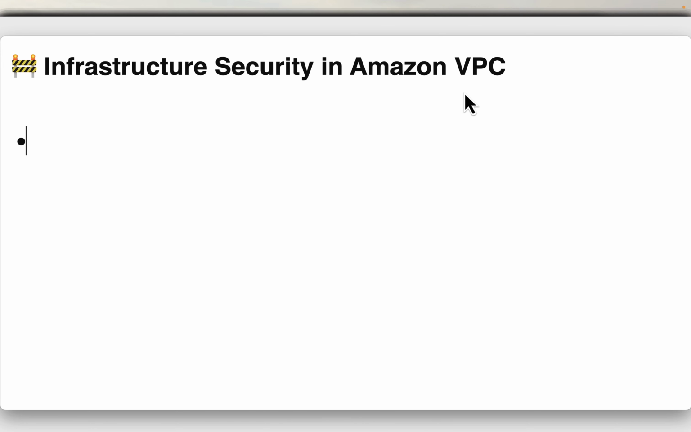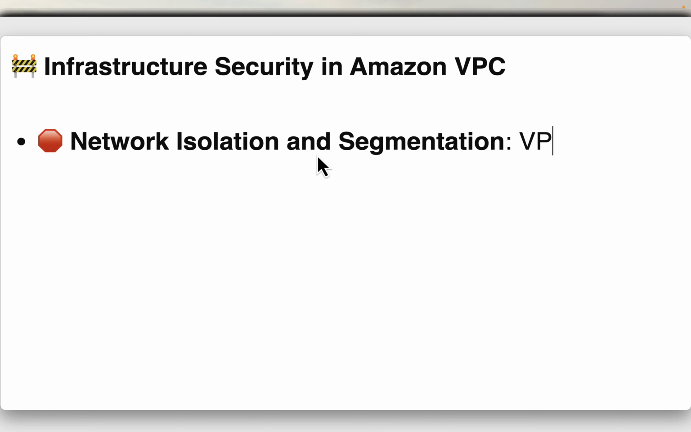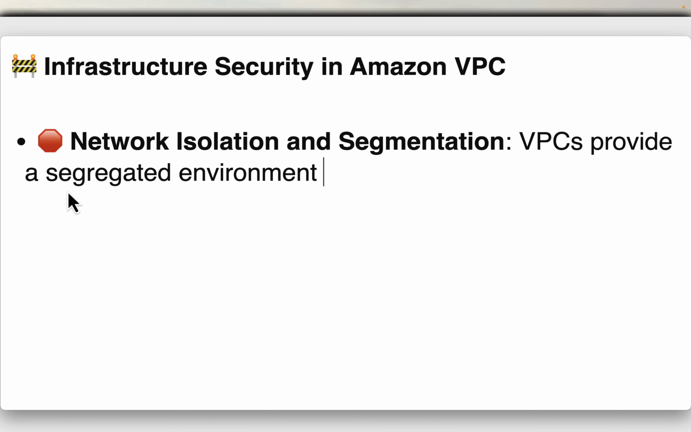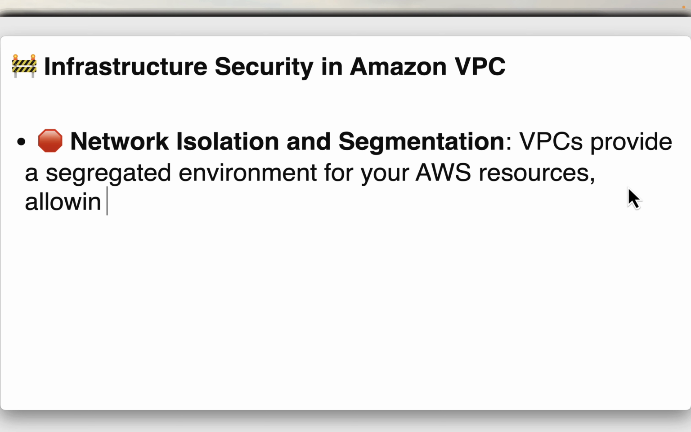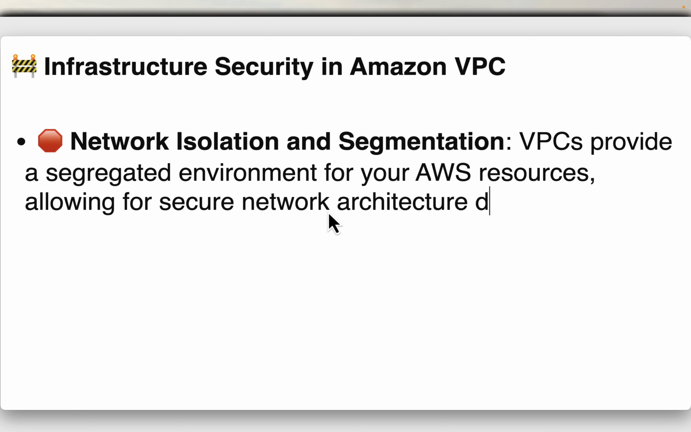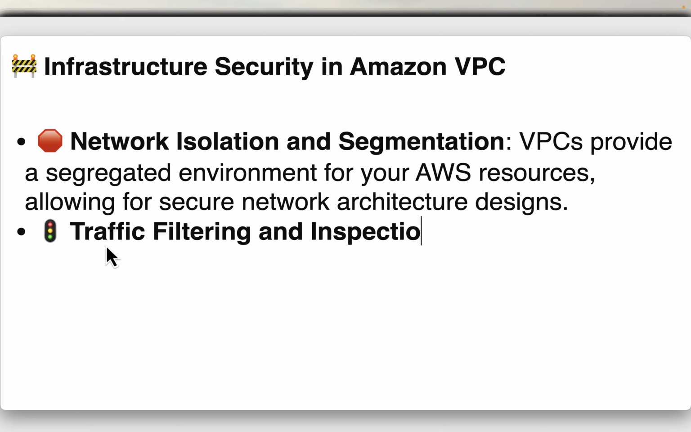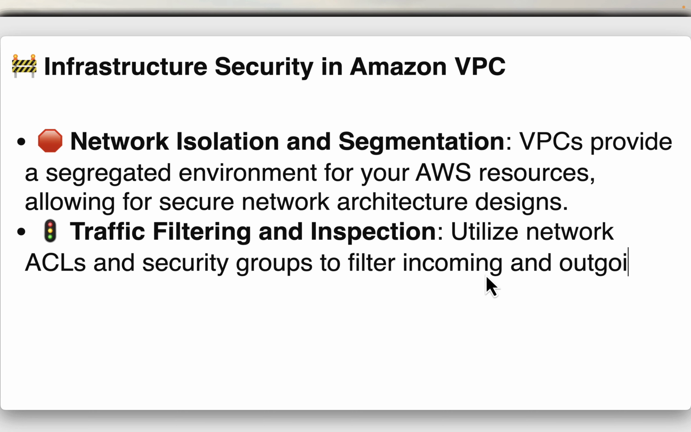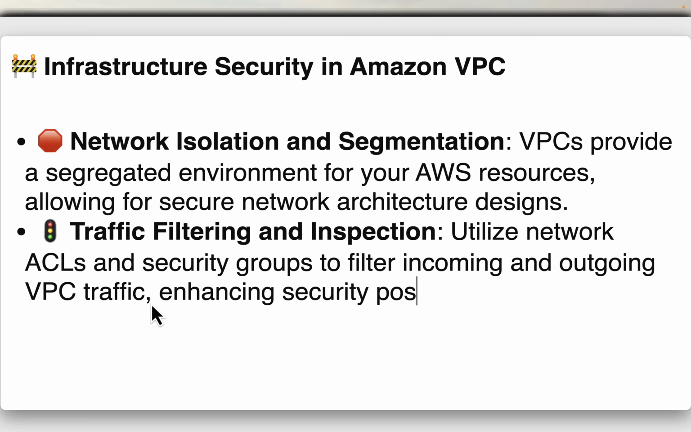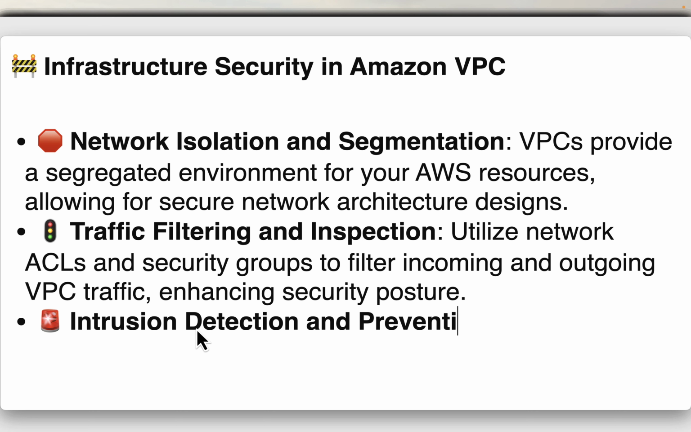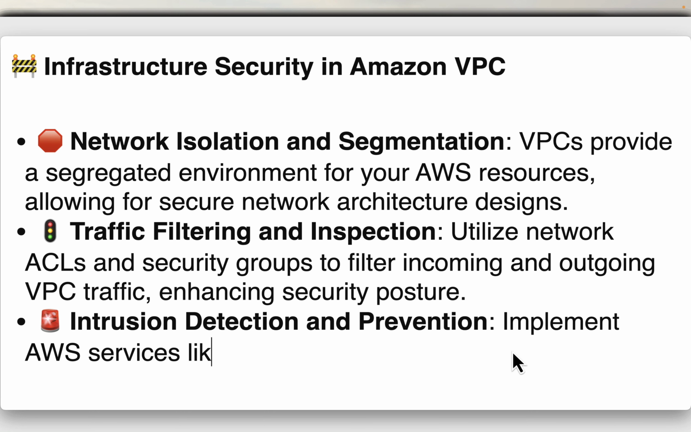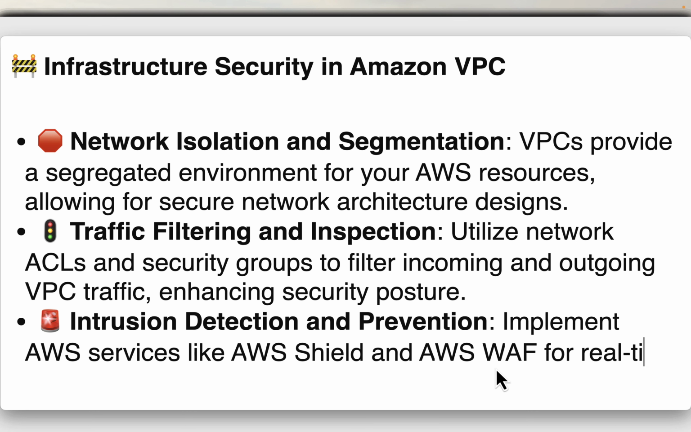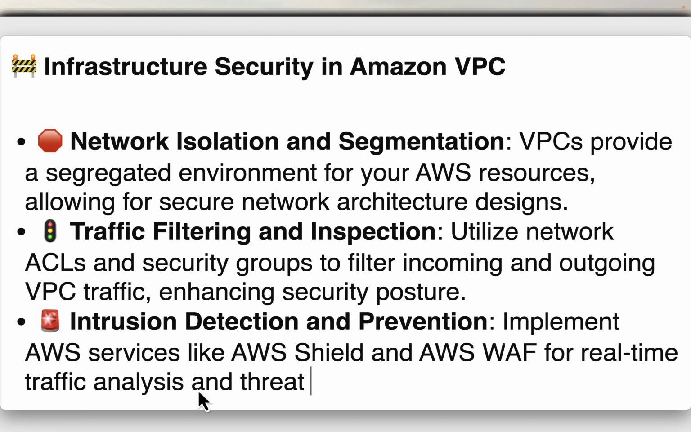Infrastructure security in Amazon VPC. Network isolation and segmentation. VPCs provide a segregated environment for your AWS resources, allowing for secure network architecture designs. Traffic filtering and inspection. Utilize network ACLs and security groups to filter incoming and outgoing VPC traffic, enhancing security posture. Intrusion detection and prevention. Implement AWS services like AWS Shield and AWS WAF for real-time traffic analysis and threat mitigation.